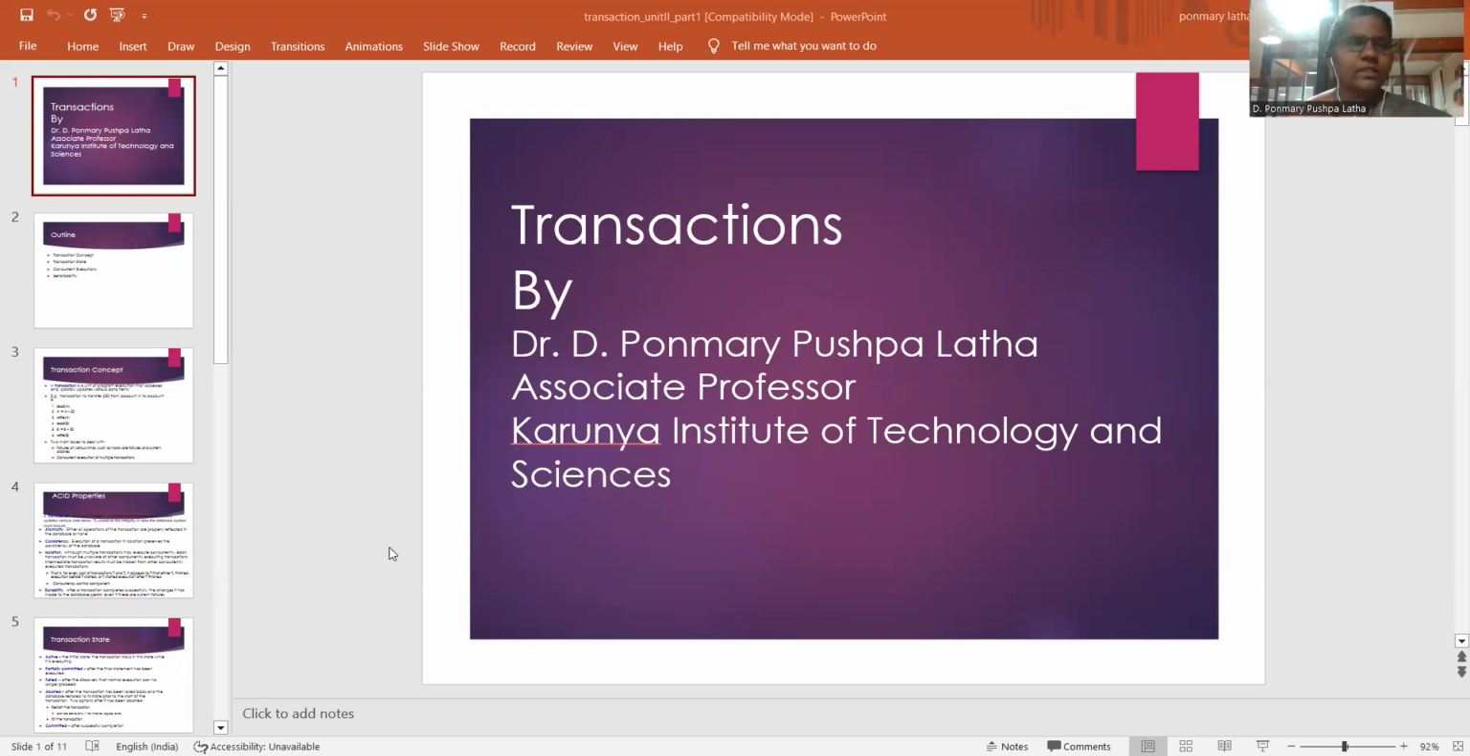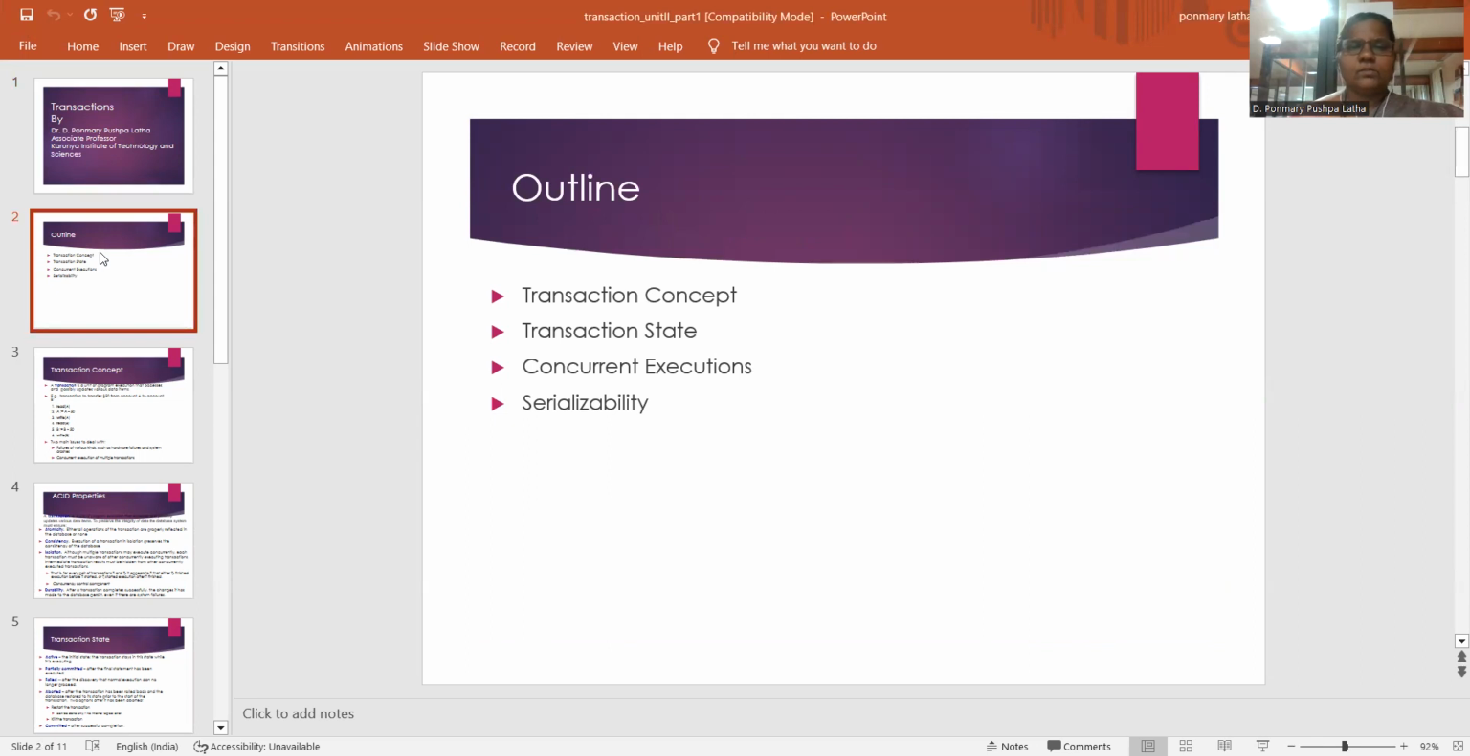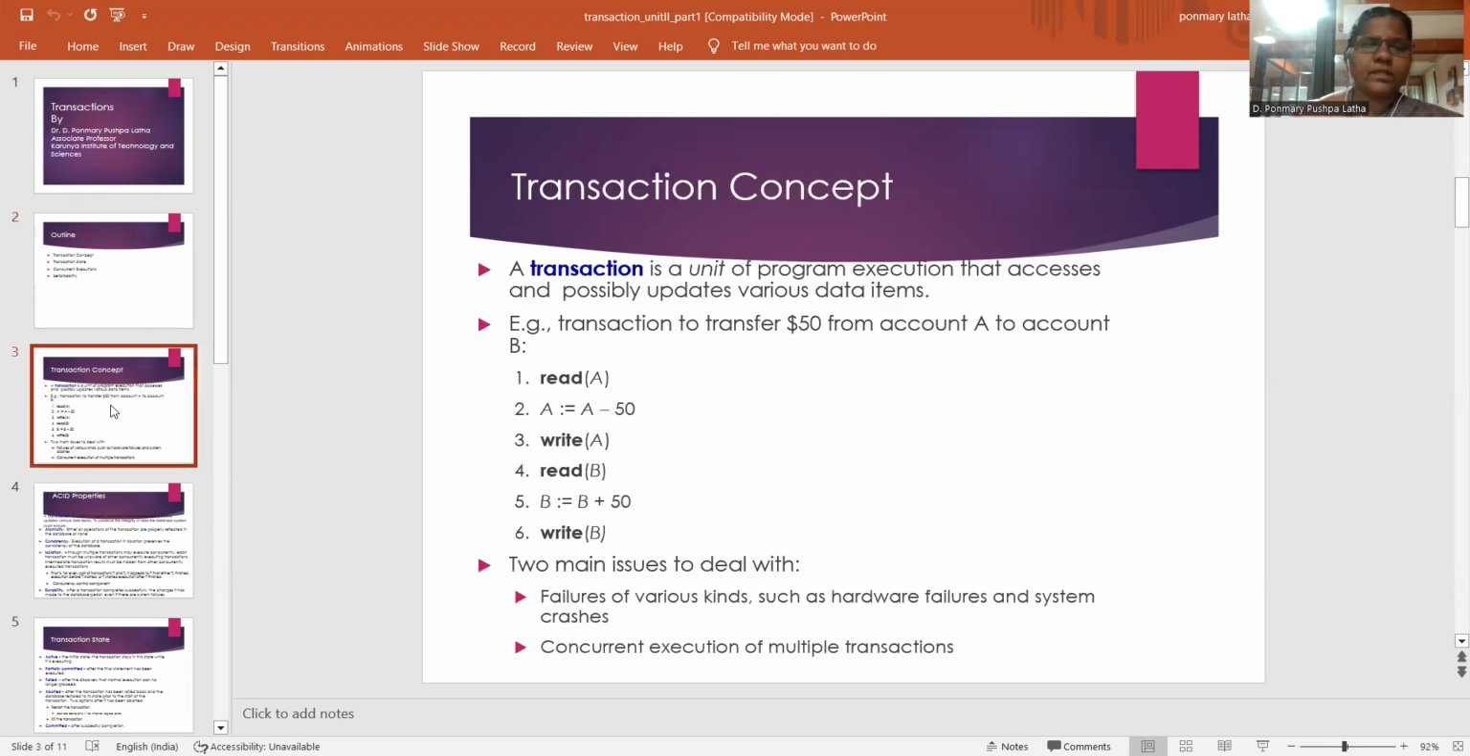Dear students, today's class we are going to talk about the transaction processing concept. We are going to see the transaction concept, transaction state, and concurrent execution serializability. So these are all the things which we are going to see. What is a transaction? A transaction is basically all or nothing. Either all has to happen or nothing has to happen.